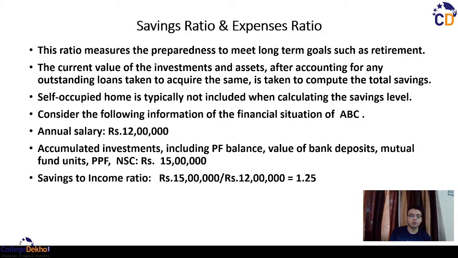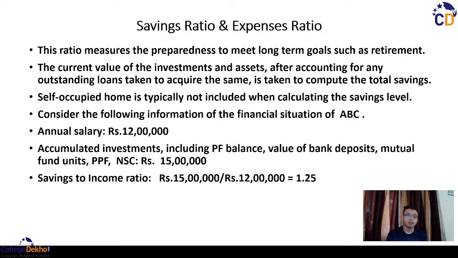Consider the following information of the financial situation of ABC. His annual salary is 12 lakh rupees. Accumulated investments, including PF balance, value of bank deposits, mutual fund units, EPF and NSC is 15 lakh rupees. How will the saving to income ratio come? 15 lakh by 12 lakh is 1.25. A saving ratio of more than 1 is really great.